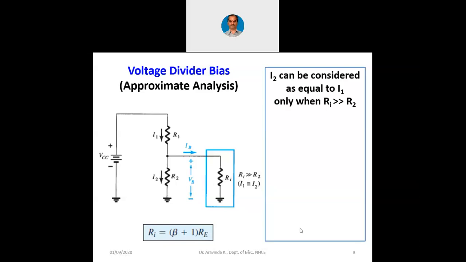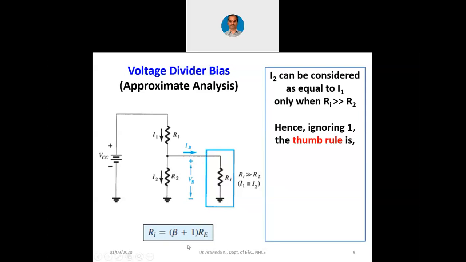Now when we ignore the IB, I2 can be considered equal to I1 only when Ri is much larger than R2. Now this is the specific condition. Only if Ri is much larger than R2, then IB can be ignored. Otherwise IB cannot be ignored. So we have to make a careful choice of this value of R2. Only then is the approximate analysis going to help us.